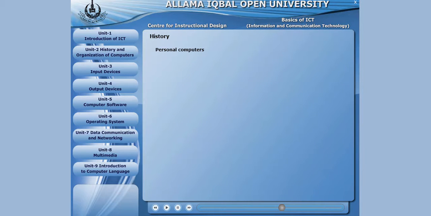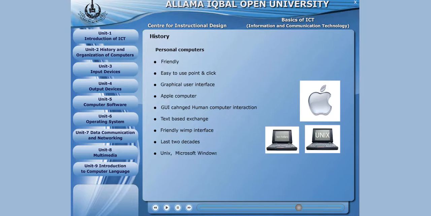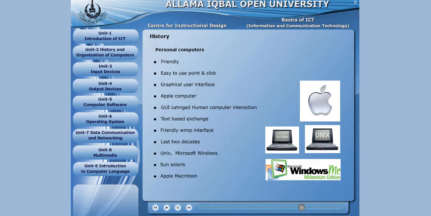Dear learners, the credit for today's friendly, easy-to-use, point-and-click graphical user interface goes to Apple Computer. GUI changed the human-computer interaction from a text-based exchange mode to a friendly WIMP interface. During the last 2 decades, Unix, Microsoft Windows, Sun Solaris, Apple Macintosh, and many other graphical user interface operating systems were introduced.